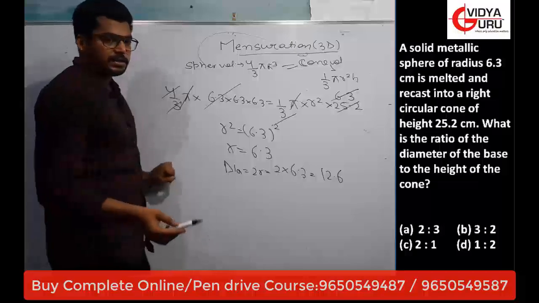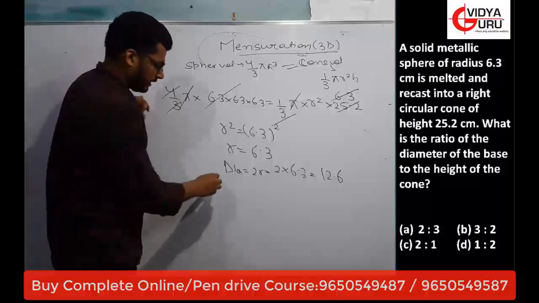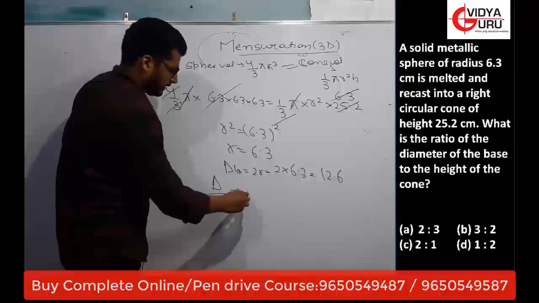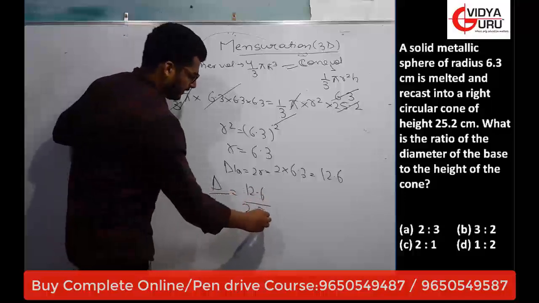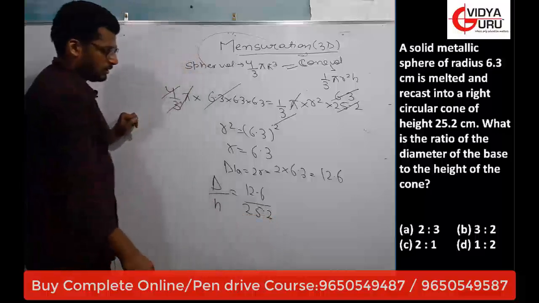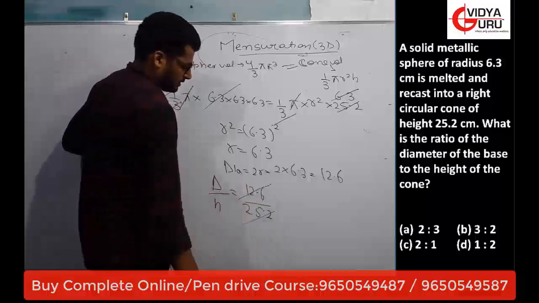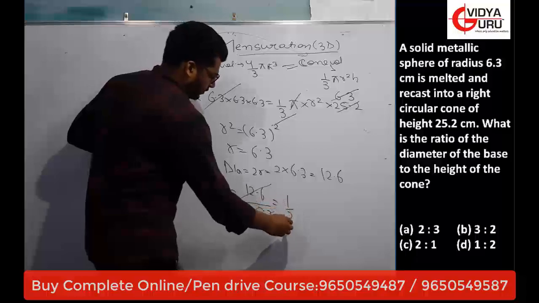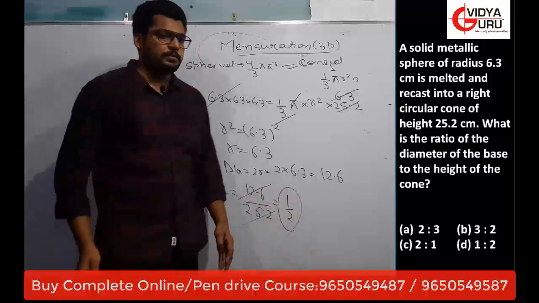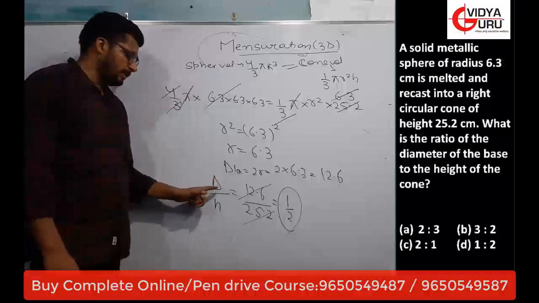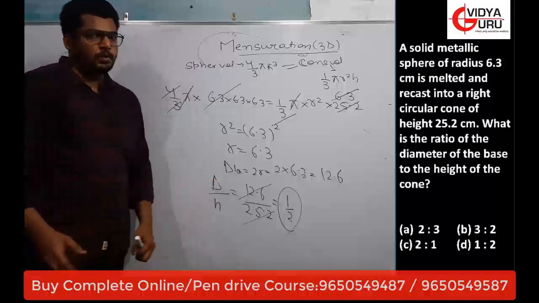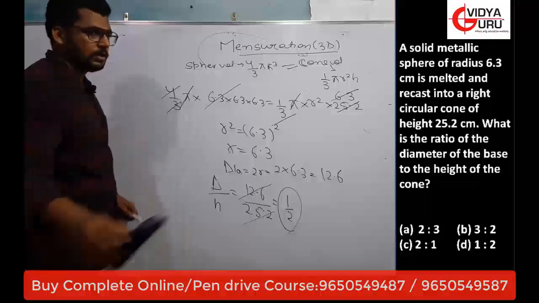The question is asking the ratio of diameter and height of the cone. Diameter is 12.6. What was the height given? 25.2. This is 2 times of this, so the ratio will be 1:2. So what will be the ratio? 1:2. Option number D is the correct answer. The ratio of diameter to height was asked, so the ratio will be 1:2. So coming on to our next question.